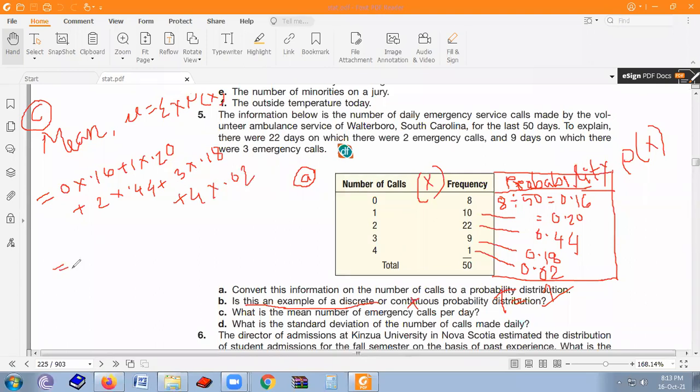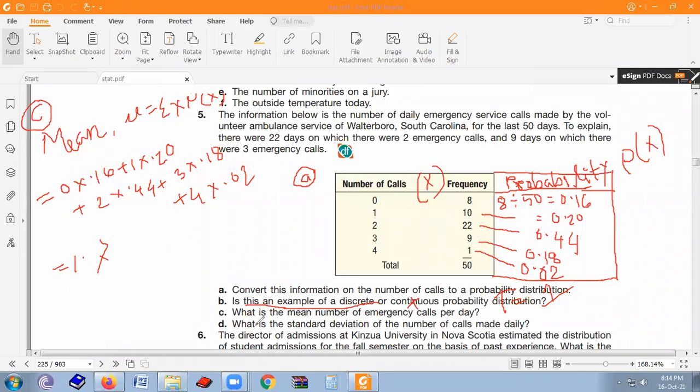So what is the value? 85, sir. If 85 calls came, the ambulance service would go crazy. Calculate again. 1.7. Yes, sir, 1.7. So we got the mean is 1.7.